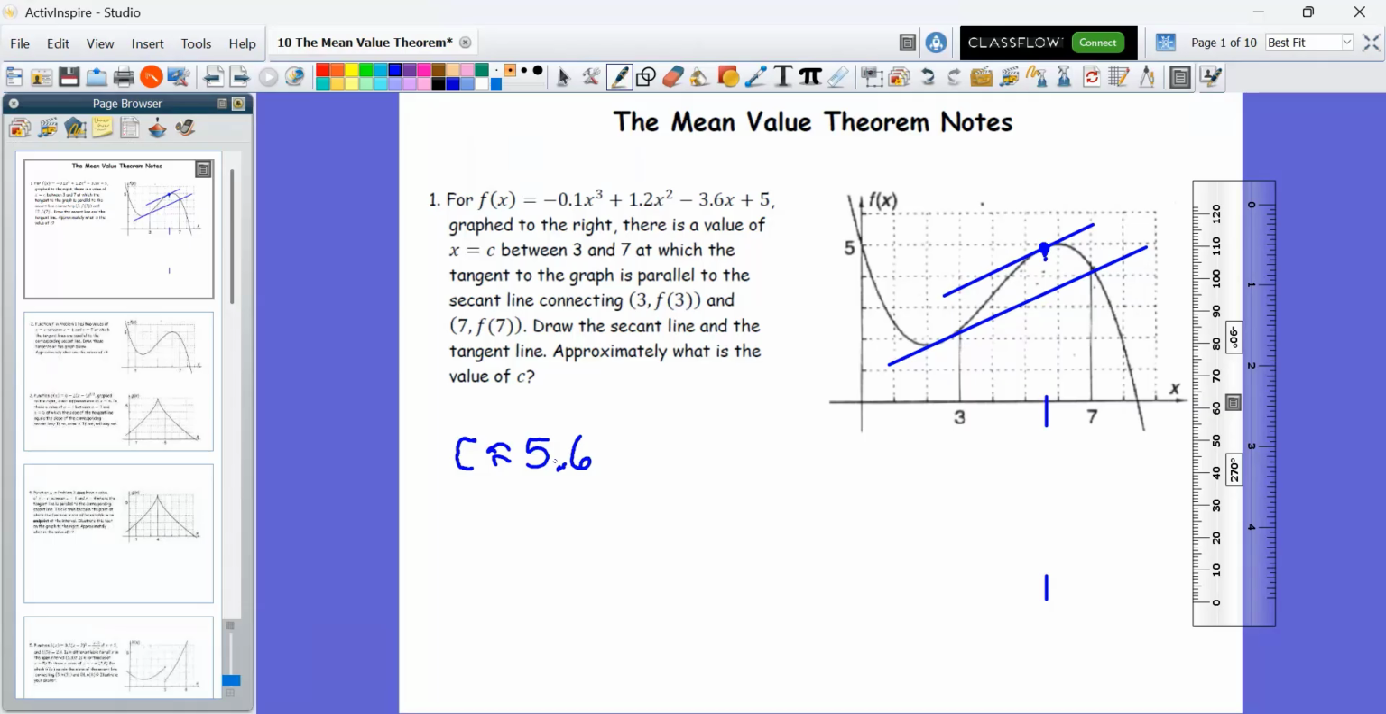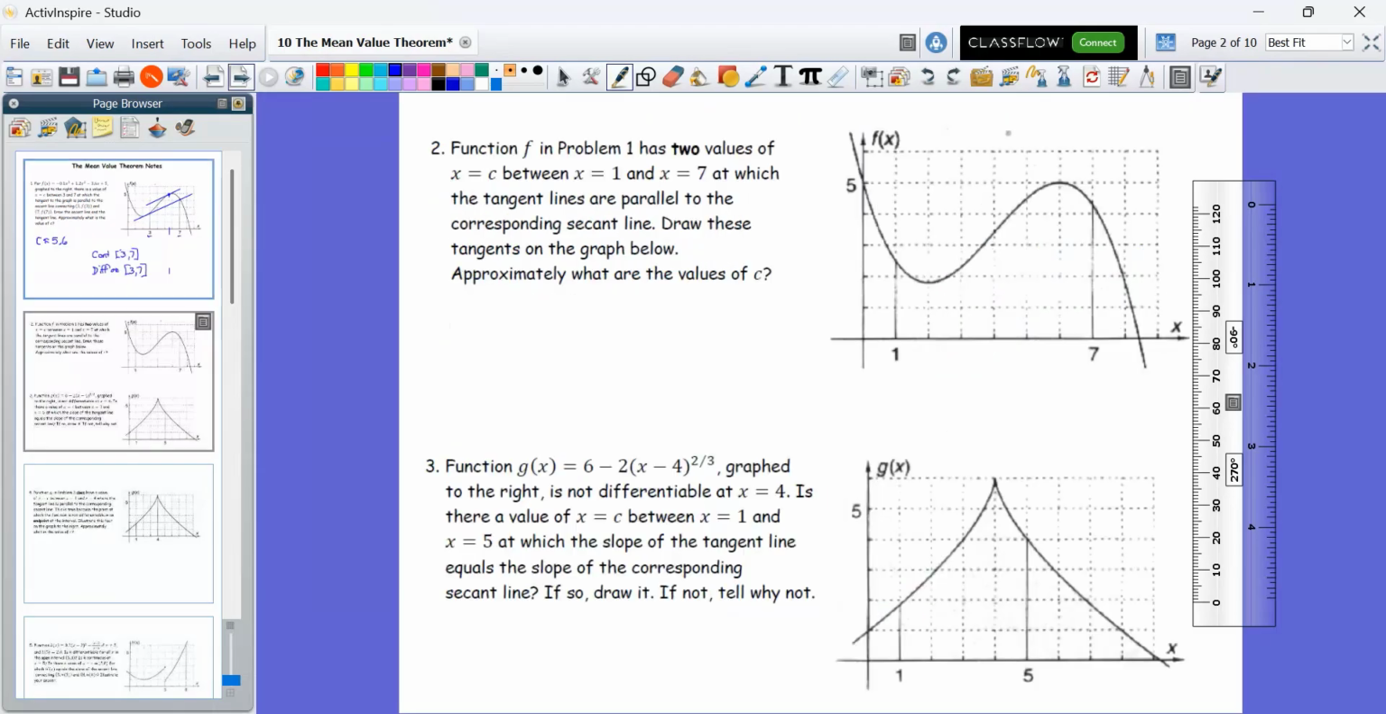Okay, but I also want you to notice this particular function is continuous on the closed interval from 3 to 7, right? Because that's the area we were looking at. It is also differentiable on that same closed interval. Okay, so we're just going to make some observations as we go along. Let's look at the next problem.